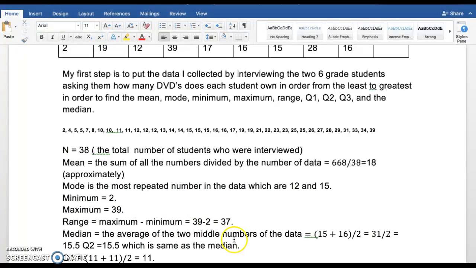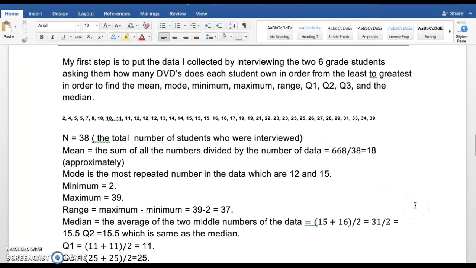Median is the average of the two middle numbers of the data. So quartile 2 equals 15.5, which is the same as the median. Quartile 1 is the first quarter of numbers, and the middle two are 11 and 11; you add them and divide by 2, that's 11. And quartile 3 is the last quarter, the middle two are 25 and 25, and if you divide by 2, that's 25.